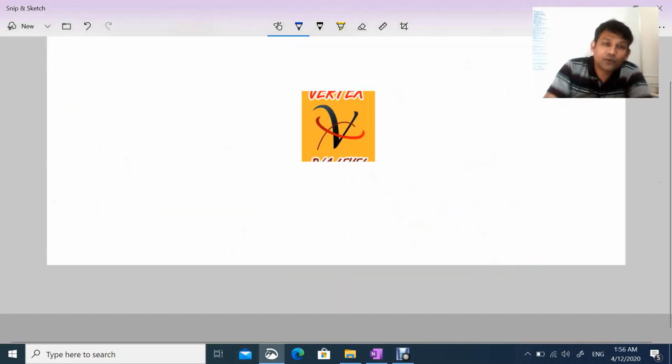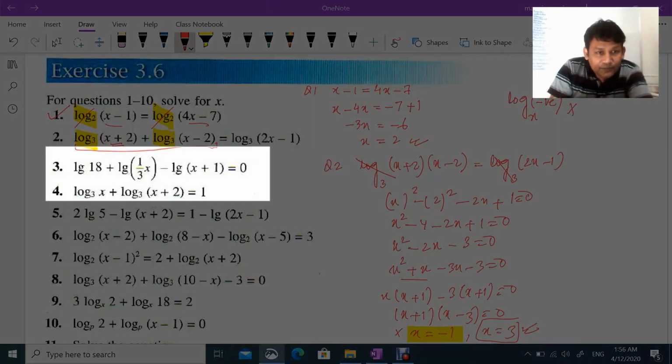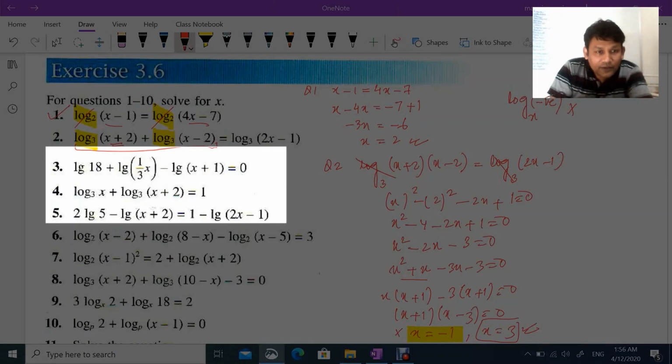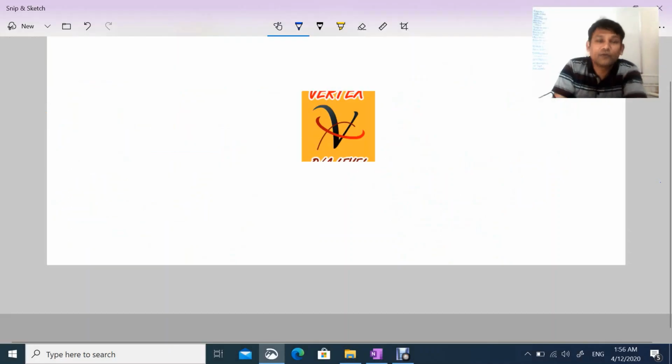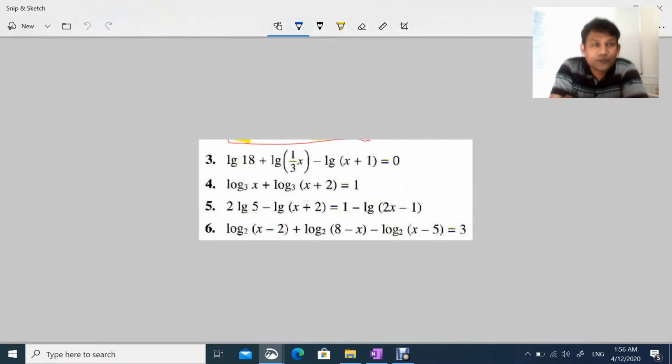So I need the support of my other app. Okay, I will try 4 questions together. In question number 3, lg means base 10.